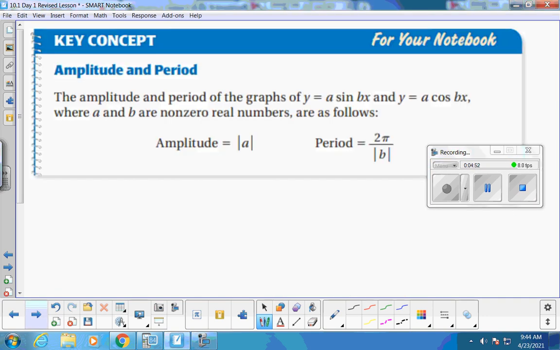All right, this actually gives you a formula for amplitude and period. For amplitude, it's the absolute value of a, and for period, it's 2 pi over b. That's if you're in the form y equals a sine bx and y equals a cosine bx.